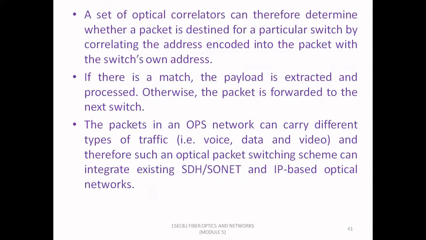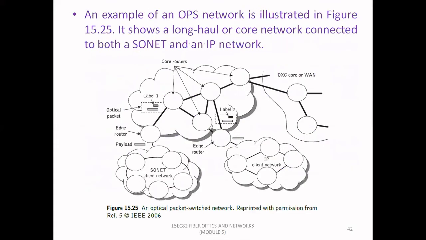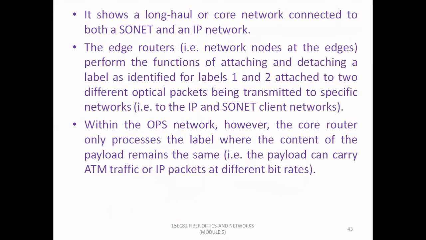The packets in an OPS network can carry different types of traffic, that is voice, data, and video, and therefore such an optical packet switching scheme can integrate existing SDH or SONET and IP-based optical networks. An example of an OPS network is illustrated in figure 15.25. It shows a long haul or core network connected to both a SONET and an IP network.